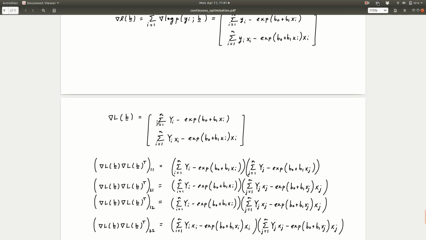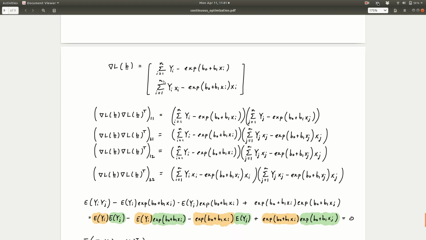The 1,1 entry is this times itself, so that's this times this. The 2,1 entry is this times this, so that's that. The 1,2 entry is the same, and the 2,2 entry is this times itself. Now this looks very complicated.